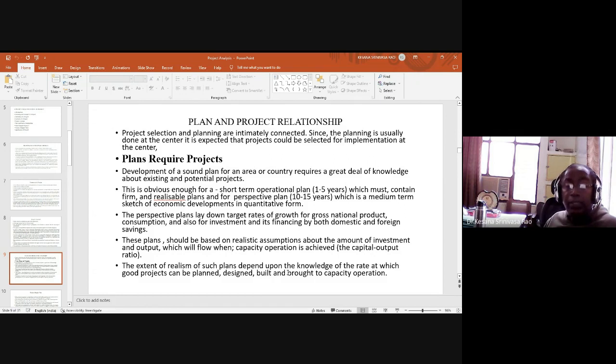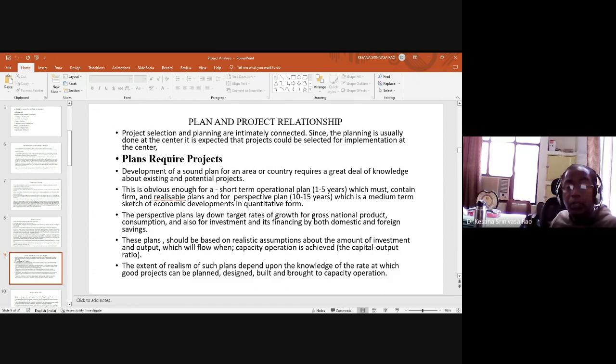The 15 years plan, which must contain firm and realizable plans, and for 15 to 20 years, a medium term sketch of economic development in quantitative terms. The perspective plan, this is the biggest plan. Okay, so short term, medium term, and the perspective plan. This is around a 15 years plan. This lays down target rates of growth for gross national product, consumption, and also investment, and its financing by both domestic and foreign savings.